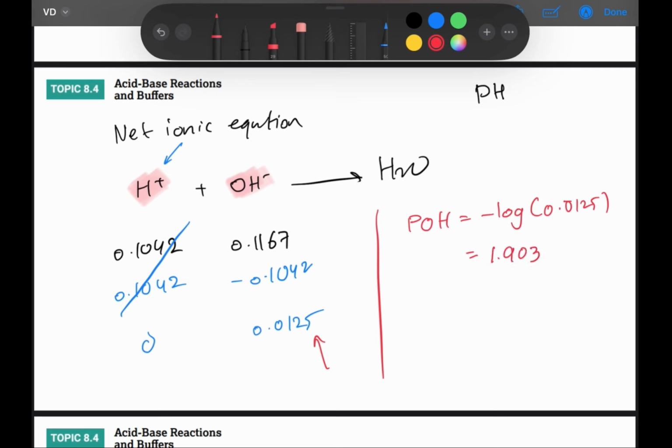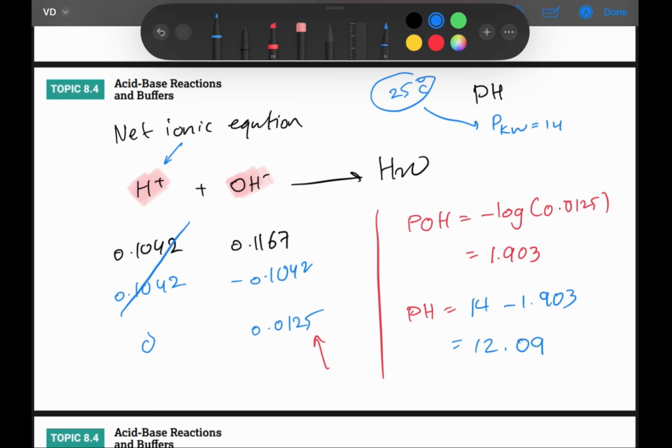Since the answer is 1.903, how can I calculate the pH? If your question is done at 25 degrees Celsius, we can consider that the pKw is equal to 14. Then it's 14 minus 1.903, and if you apply that, it is equal to 12.09. So we just notice that the extra OH that dissolves in water only gives a basic medium. But if the remaining is acidic, then it's going to be an acidic medium.